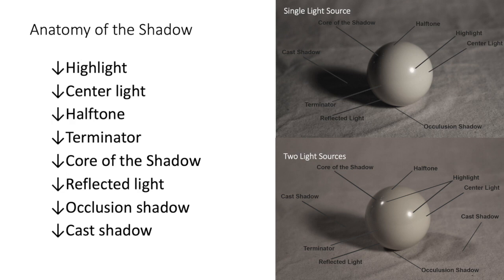The anatomy of a shadow always includes an order from side facing the light to cast shadow: the highlight, the center light, the halftone, the terminator, the core of the shadow, reflected light, occlusion shadow, and cast shadow.